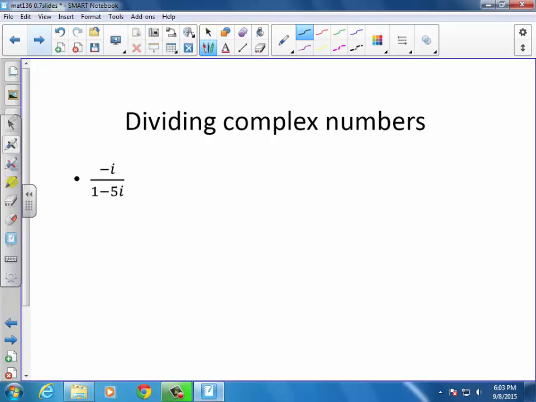So multiply by 1 plus 5i. But you can't multiply by 1 plus 5i because you feel like it, unless you do the same thing at the top.